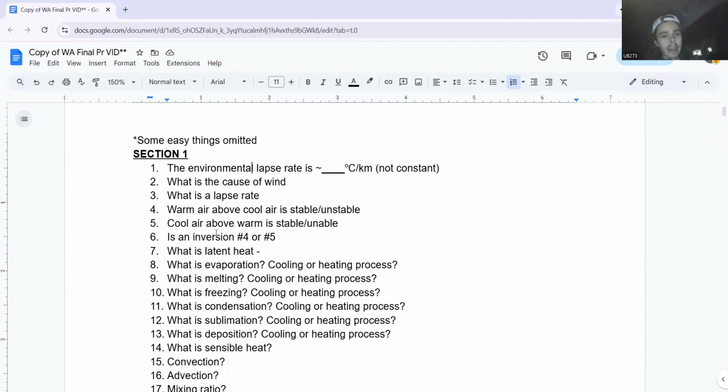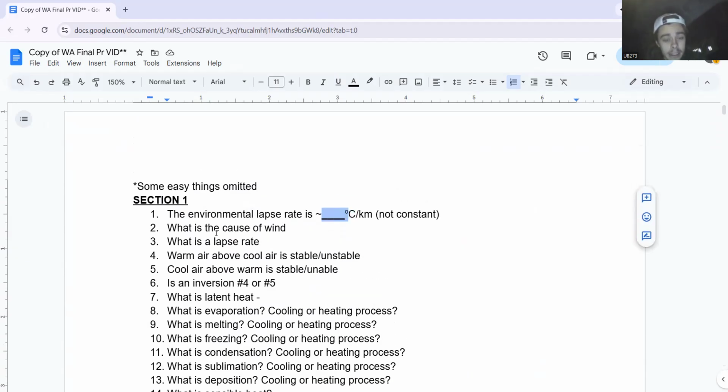Environmental lapse rate is what? Approximately, I'll just type it: 6.5 degrees Celsius per kilometer, not constant. That's given by the red line on the Skew-T log-P diagram. We'll talk about that later, but it's going to be about 6.5 typically.